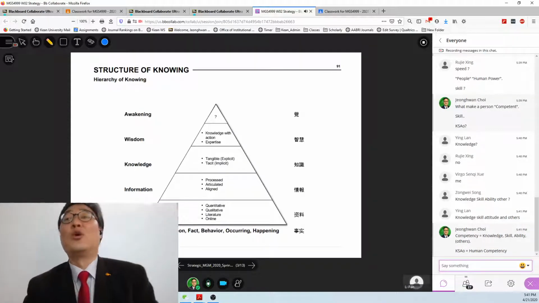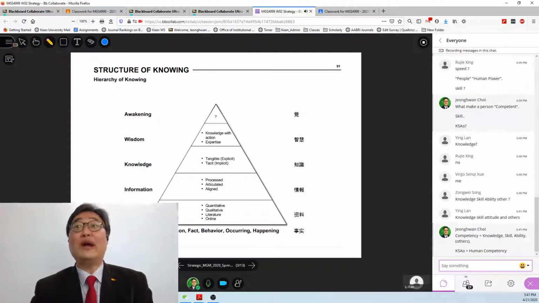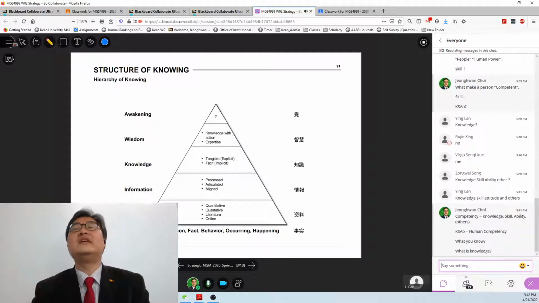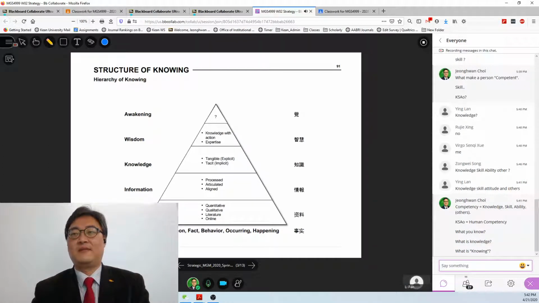Okay, good. Human core competency is what you know. What can you do? What skills do you have? Those kinds of things are all related to what you know. Right? Knowledge. What you know. Good. Then, let's see about it. What is knowledge? In an easier word, what is knowing? What do you know?